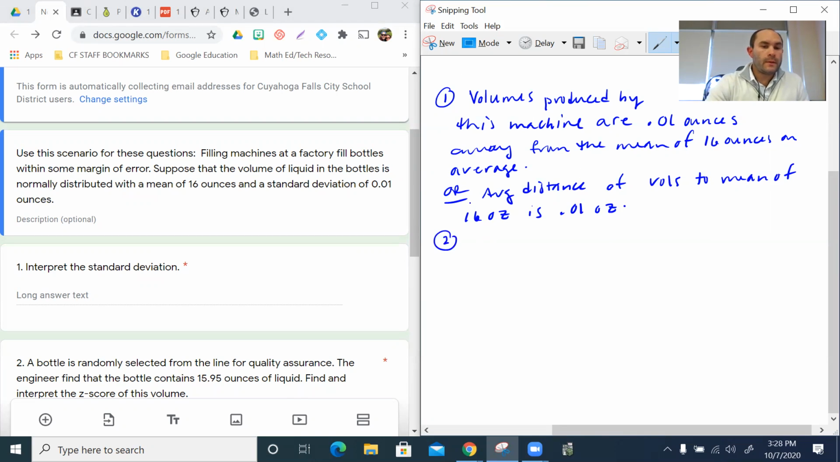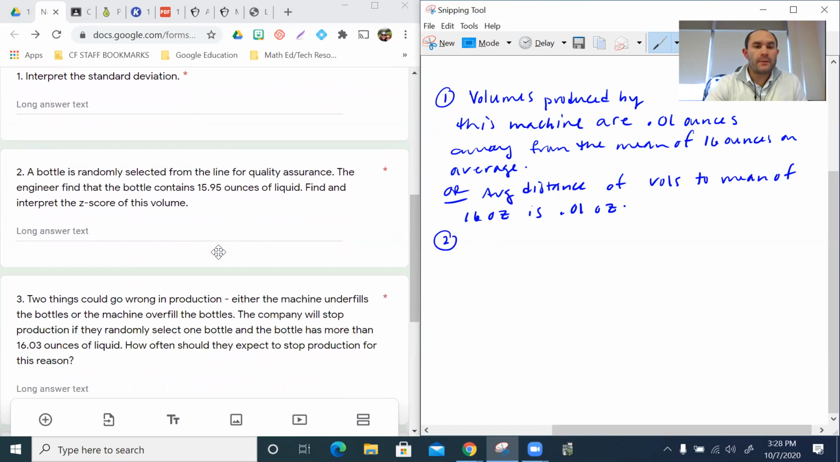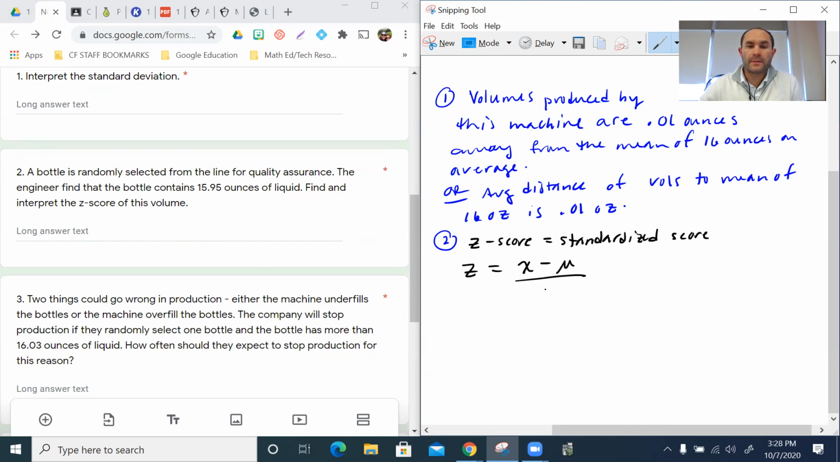So number two, a bottle is randomly selected and they find that the bottle contains 15.95 ounces of liquid. Find and interpret the Z-score. One quick little note here that I wanted to touch on. A Z-score is also called a standardized score, because when you do a Z-score, it's your value, let's say X, minus the mean divided by standard deviation.